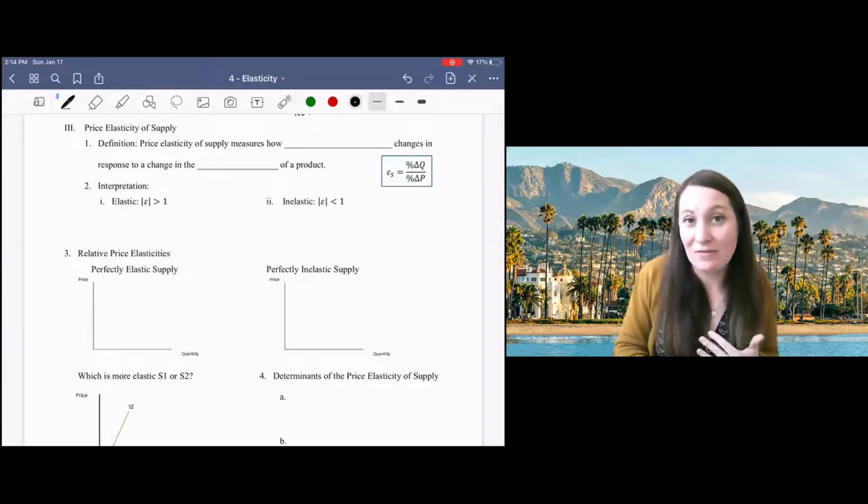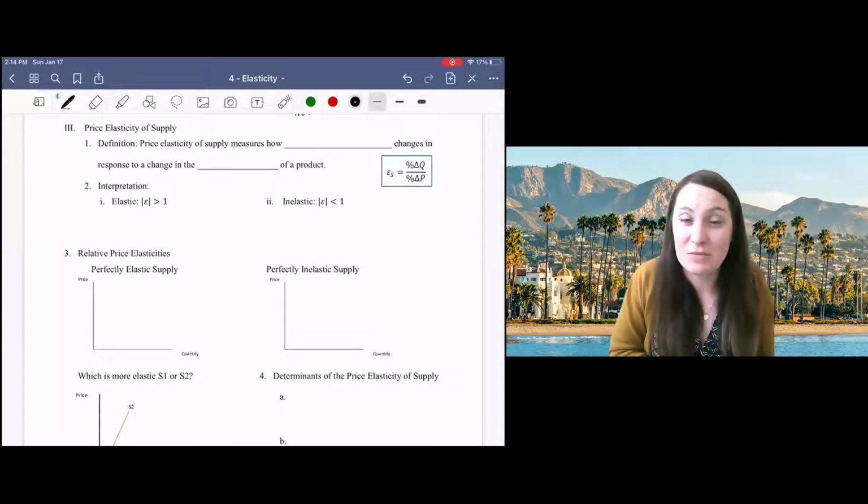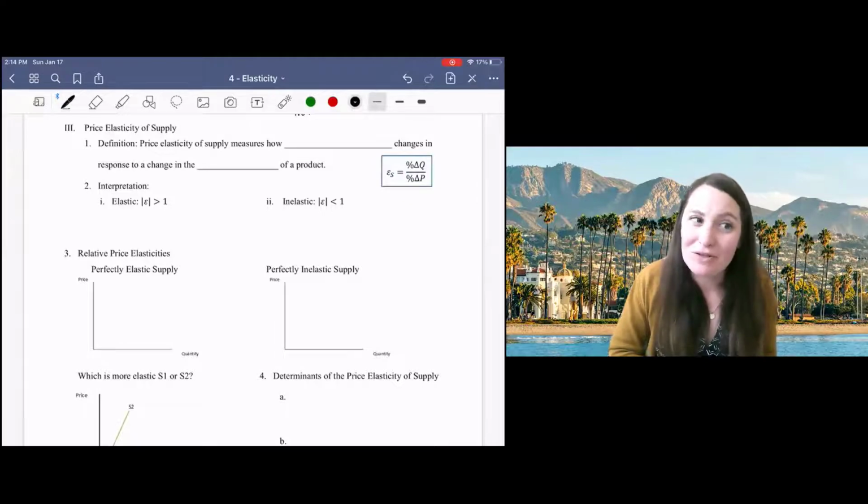Up until now, we've been focused on the price elasticity of demand. There are actually several different types of elasticity. In this class, we're just going to focus on price elasticity, but before we wrap up, we need to think about how that applies to supply. The price elasticity of supply measures how flexible producers are to changes in price.